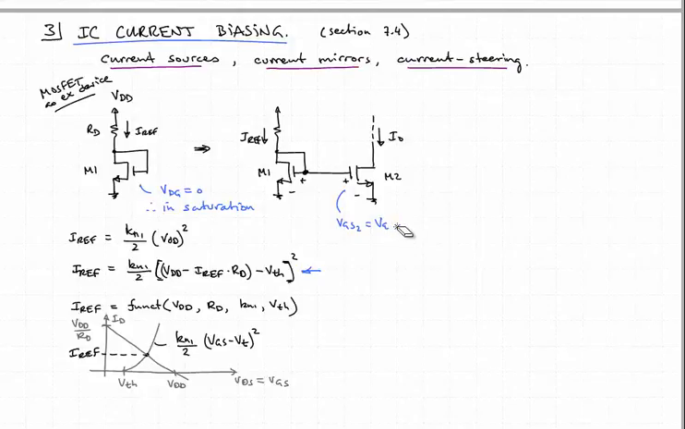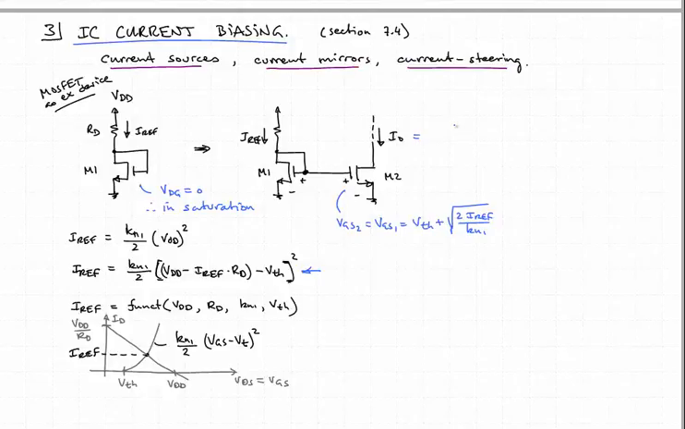So VGS2 is equal to VGS1, and of course that's equal to V threshold plus the square root of 2 Iref over Kn1. And if these transistors are identical, then the current that results right here, I0, is going to be equal to Iref.